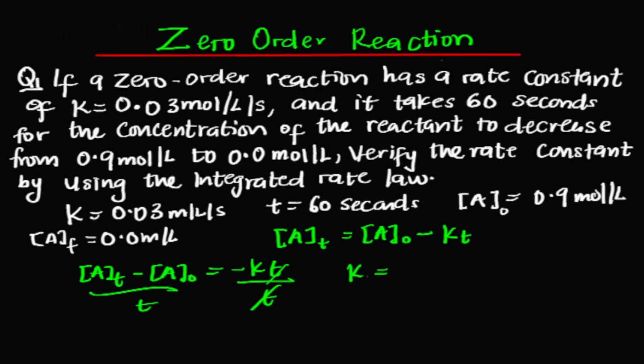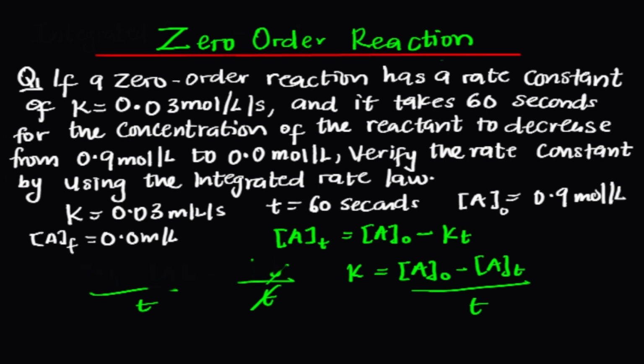If I rearrange everything, I'm going to have k equal to the concentration of A naught, minus A of t, then divided by the time. So that's exactly what I'm going to have. Let's put all these things into the parameters and see what we're going to have.